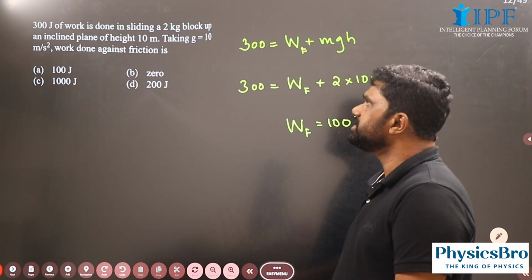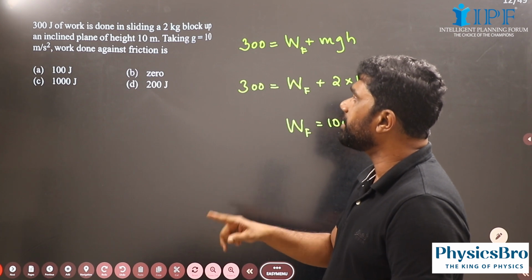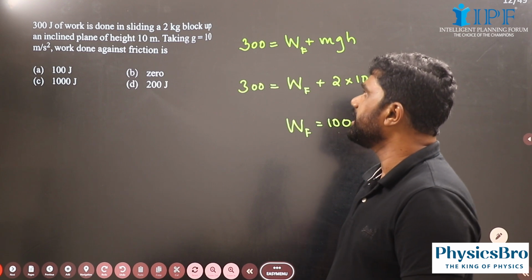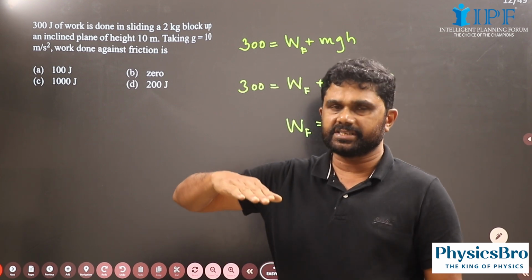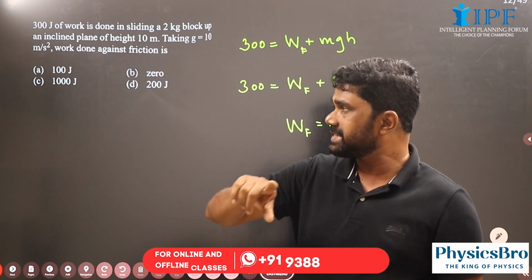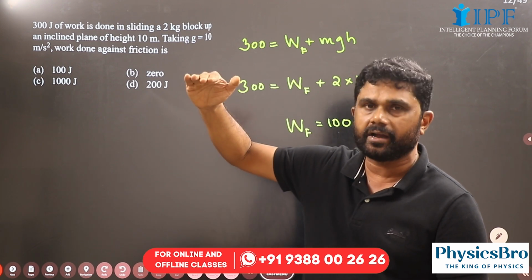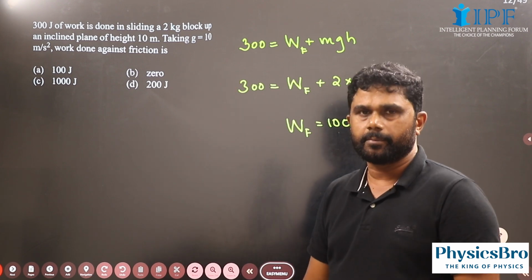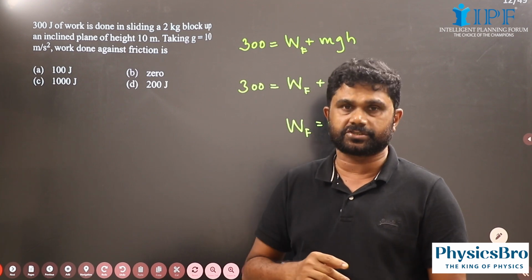300 joule of work is done in sliding a 2 kg block up an inclined plane of height 10 meter. The work done against friction is? When it is slid along an inclined plane, it gets lifted to a height of 10 meter, and the mass is 2 kg. The increase in gravitational potential energy will be mgh.